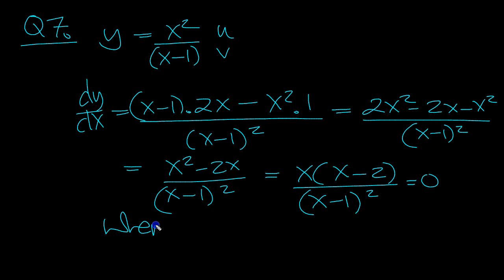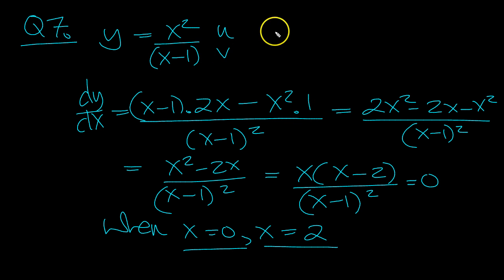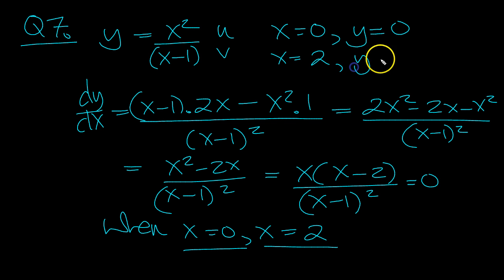When does that equal 0? When x equals 0 then, here, and when x is 2. When x equals 0, y is equal to, put 0 in here, over minus 1 is 0. x equals 2, we get 4 over 1, which is 4, and 2, 4.